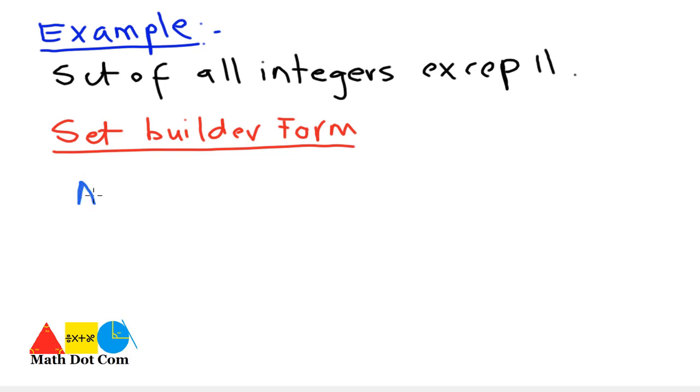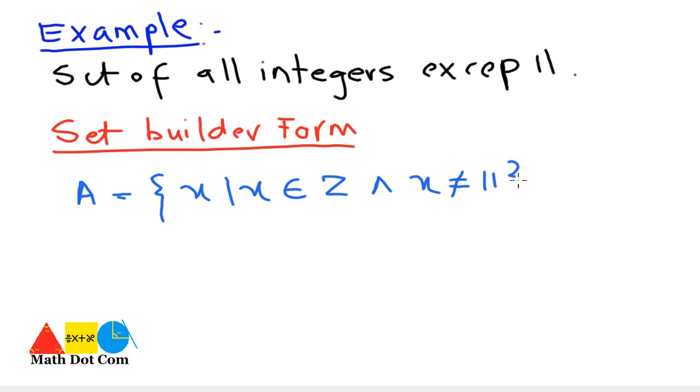Let's say the set is A equals, the set of x such that x belongs to integers and x is not equal to 11. So this was another example of set builder form.